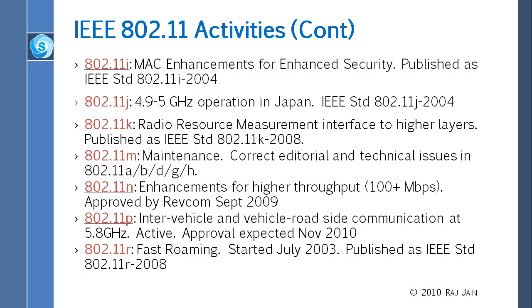I is another famous standard. So everything that is famous I have put underlined. So we see A, B, E, H. Then there is I. I is the security standard.